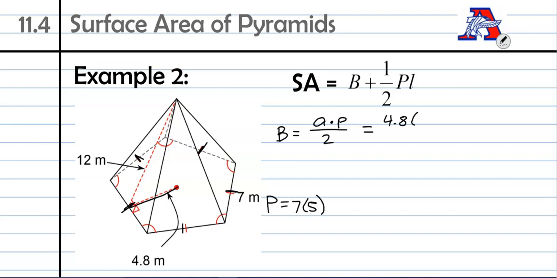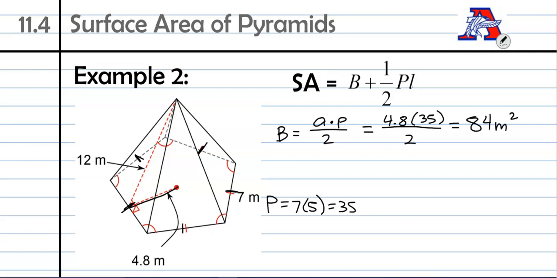So each side is 7, and we have 5 sides. 7 times 5 is 35. Put that up there over 2. And I would probably just type the top in first, 4.8 times 35, and then divide that in half, and we get 84. So our base area is 84 square meters.